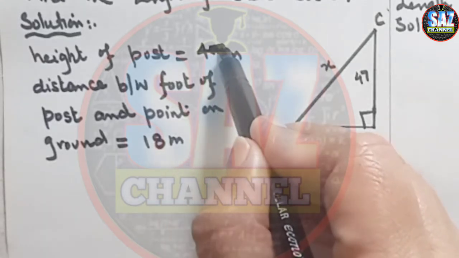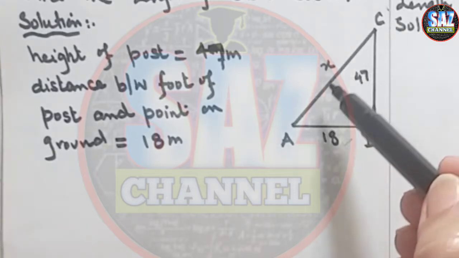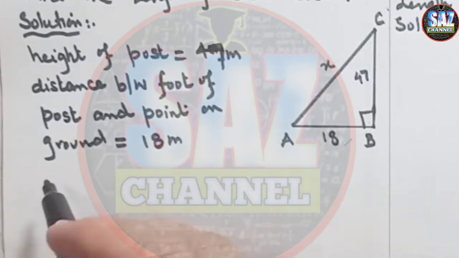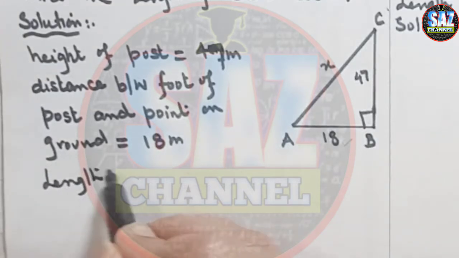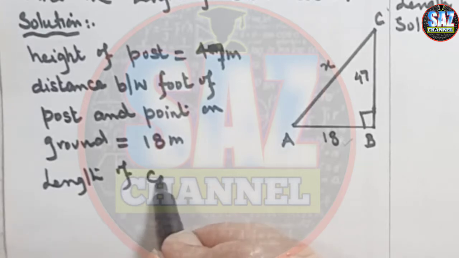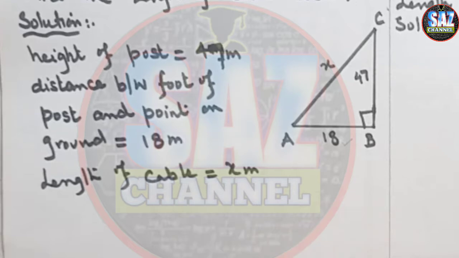This is 47. Let me make it clear. And the requirement is the length of each cable. We have to find the length of cable. So we are going to suppose that the length of cable is x meters. Now we can see the given situation is a right angle triangle, and we can apply Pythagoras theorem to find the unknown side of this triangle.